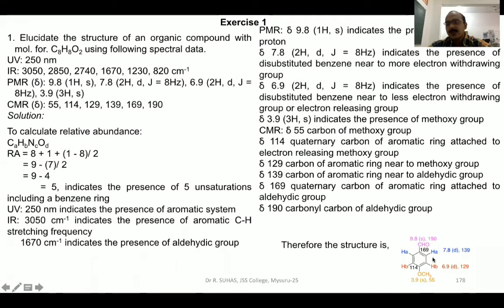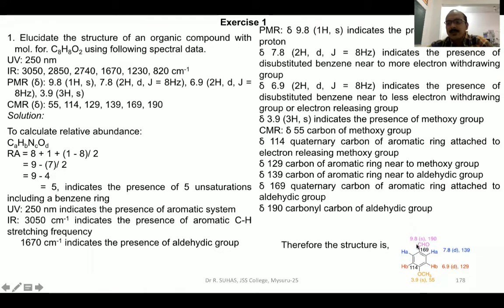This is also having one neighbor. That's why the n plus 1 rule holds good. 1 plus 1 is 2. That's why it is also a doublet. And the last one is the 3.9 singlet for the methoxy. Once we are done with 1H NMR values, now we have to go for C13 NMR values, assign whichever is possible at the first site. So this carbonyl carbon should have the highest among these, which is 190.